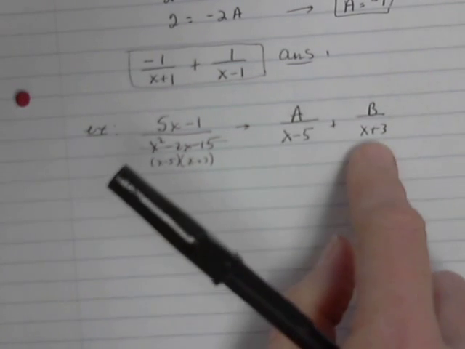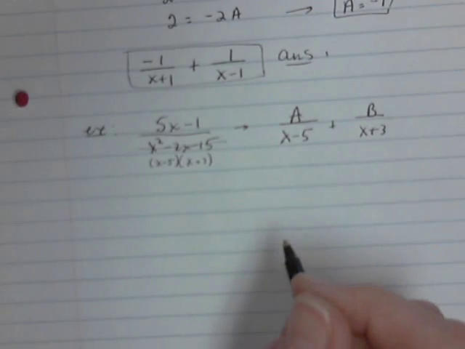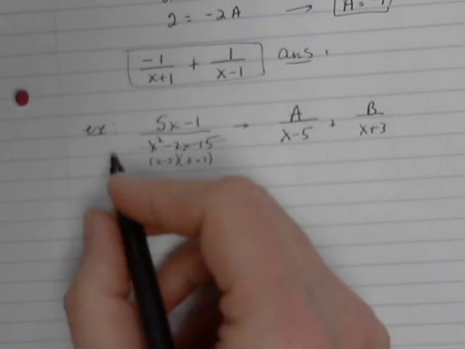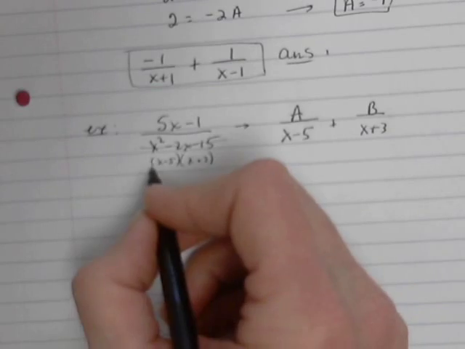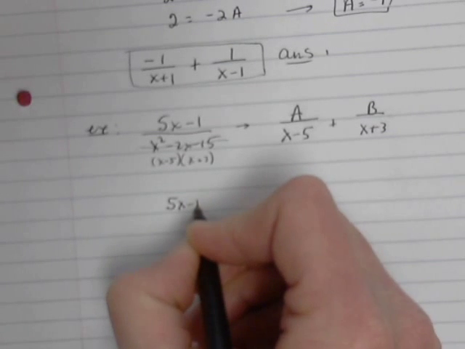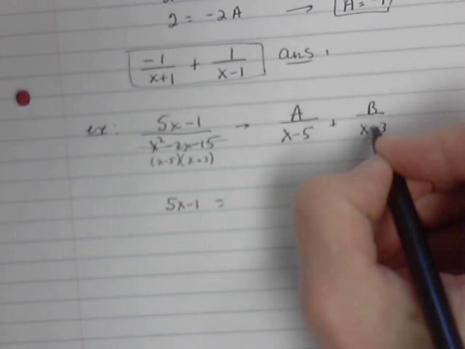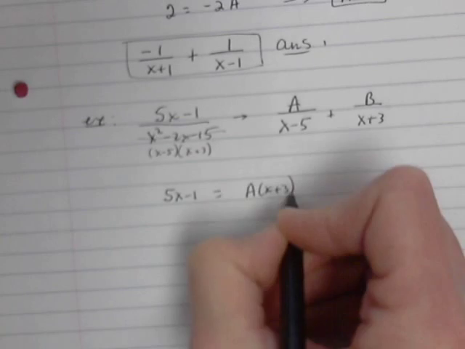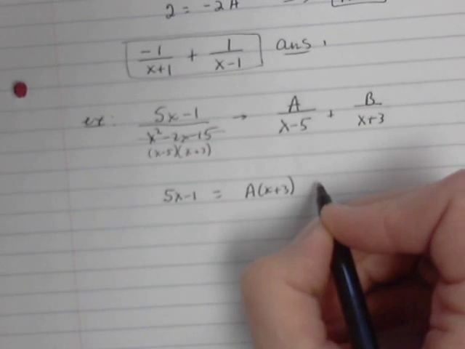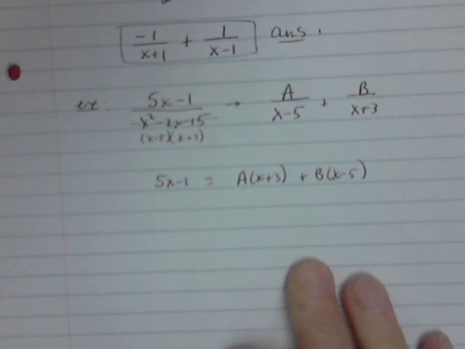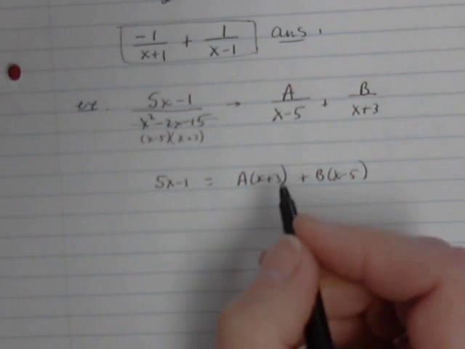You could have put the a over the x plus 3 if you factored it the other way around, but in the end you'll get the same answer. All right, when we clear the denominator, this denominator goes away, and we get 5x minus 1 is equal to a times x plus 3, multiplying a by this other denominator, plus b times x minus 5, multiplying b by this denominator. So that's the equation we're going to use to solve for a and b.